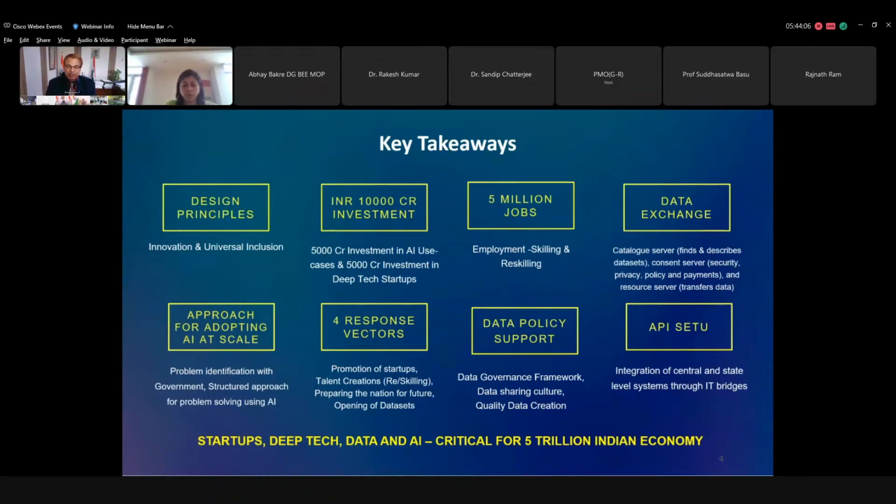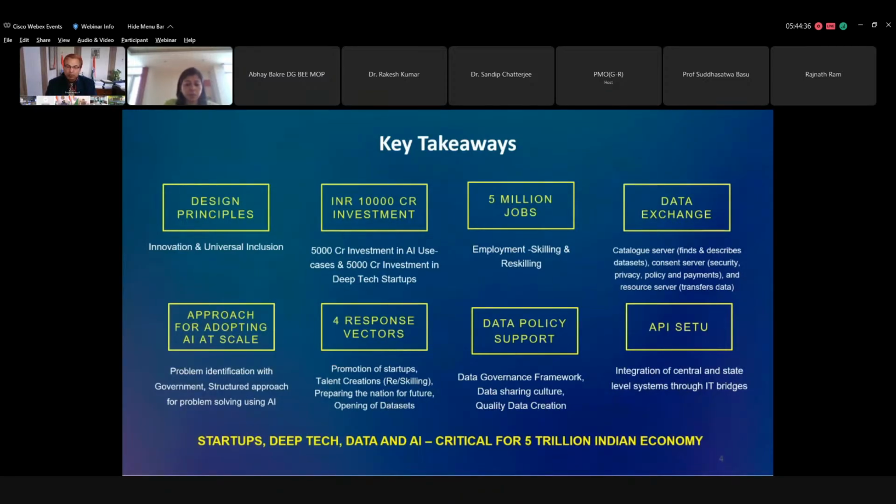And the 4 response vectors on which we can base our initiatives were as follows: promotion of startups, then talent creation in terms of skilling and reskilling, and then preparing the country for these futuristic technologies, and opening of data sets, because they are at the heart of the startups focused on deep tech and AI and other emerging technologies. So this was a key takeaway from this panel.